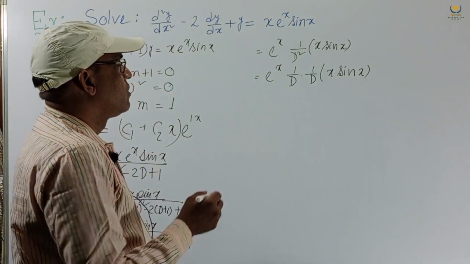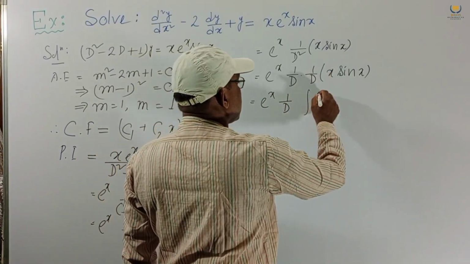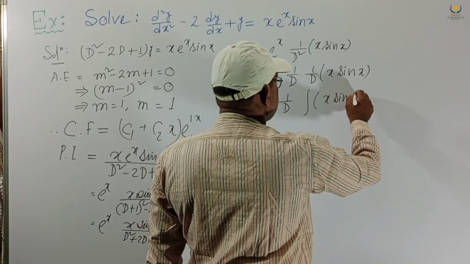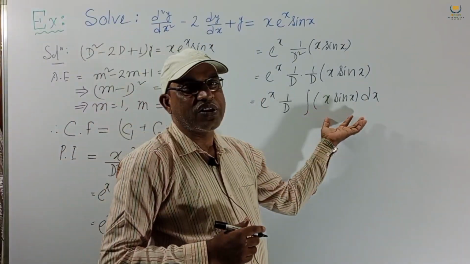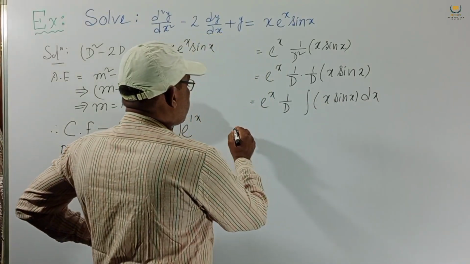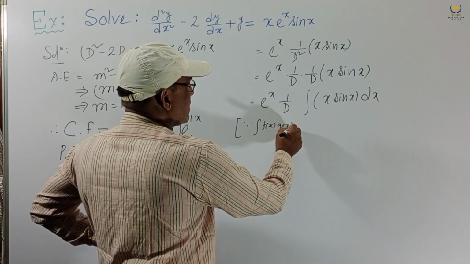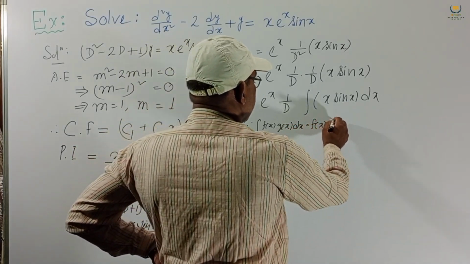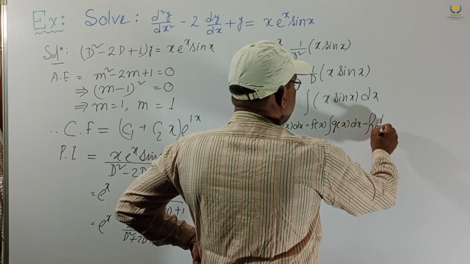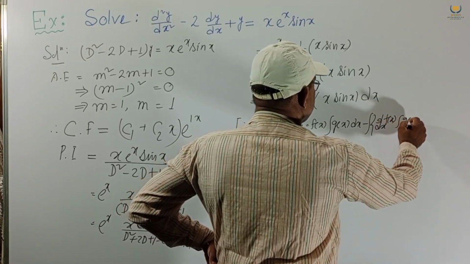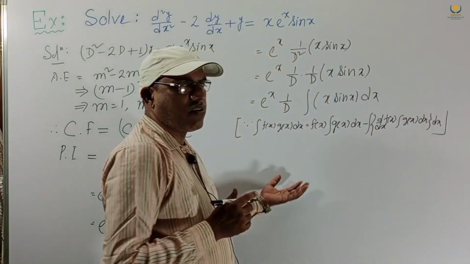So 1 by D means integration. This remains the same, and this 1 by D means integration of x sin x dx. This is a product of two functions, so using the integration by parts formula. I recall the by parts formula: integration of f(x) into g(x) dx equals f(x) times integration of g(x) dx, minus integration of d by dx of f(x) times integration of g(x) dx, all into dx. This is the by parts formula we know from lower classes.